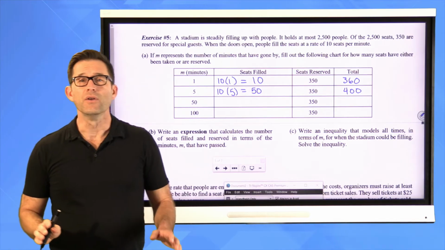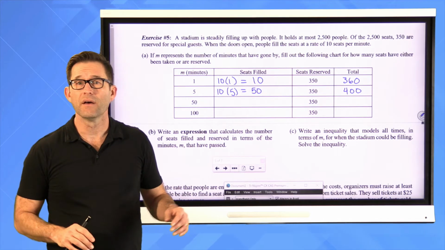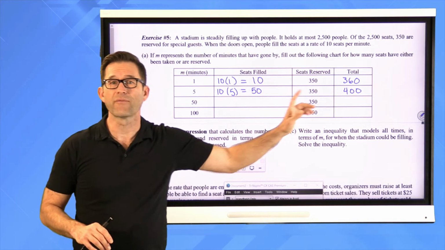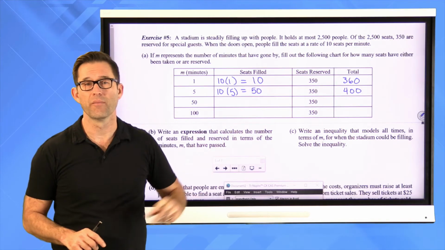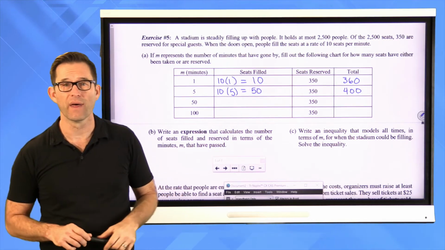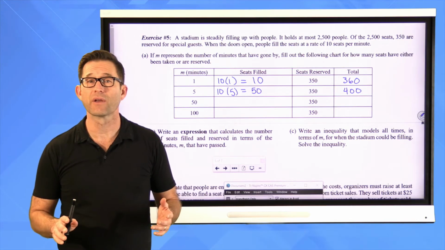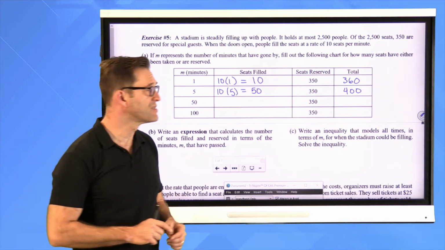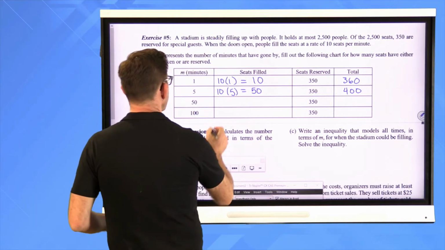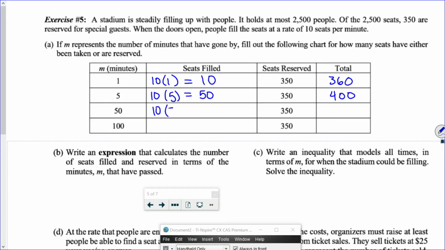So what I'd like you to do is figure out what the total is after 50 minutes and after 100 minutes. Pause the video now and go ahead and do that. All right, well, if you had to use your calculator on this, that's fine. I think I can still do a few more without my calculator. After 50 minutes, 10 people per minute are coming in, times 50 minutes. That means 500 people have walked through the door. 500 plus 350 is 850.